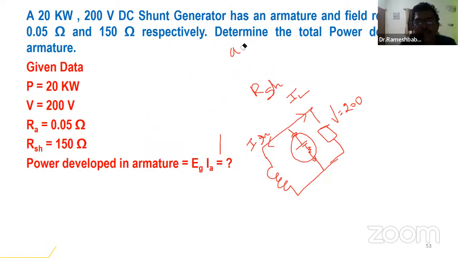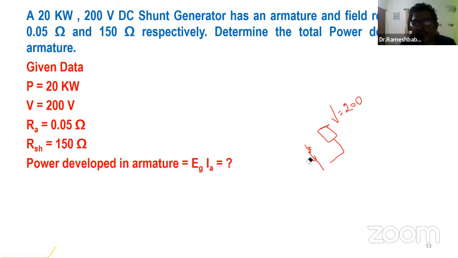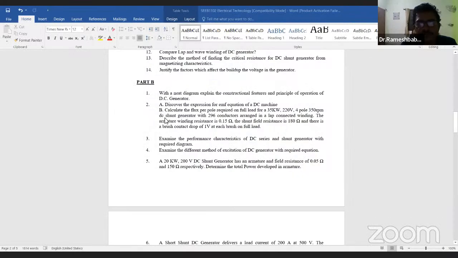For the second unit, you need to study construction, principle of operation, EMF equation, and types of generators. These questions are very, very important. Next, I'll share the question bank. See, the important questions are here. Explain with a neat sketch the constructional features and principle of operation of the DC generator. This is a very, very important question. And derive the expression for the EMF equation of the generator.